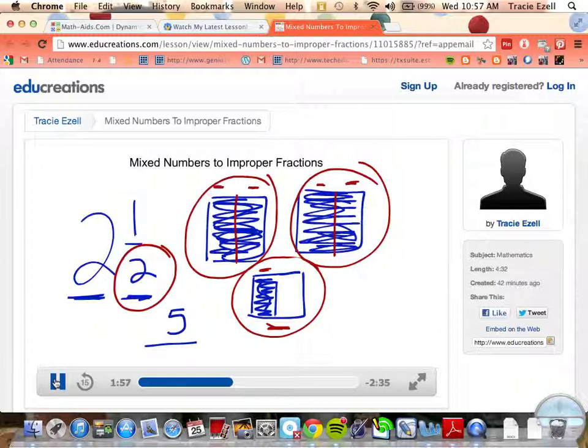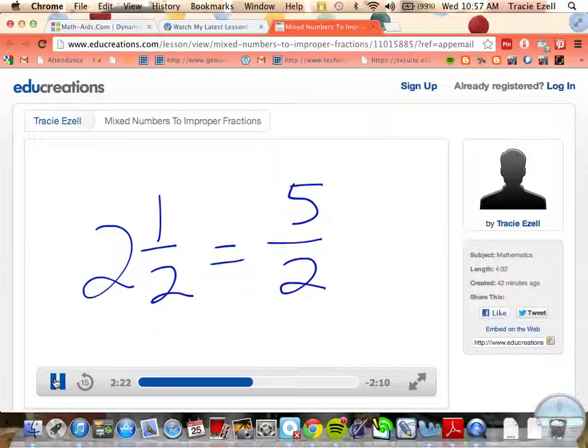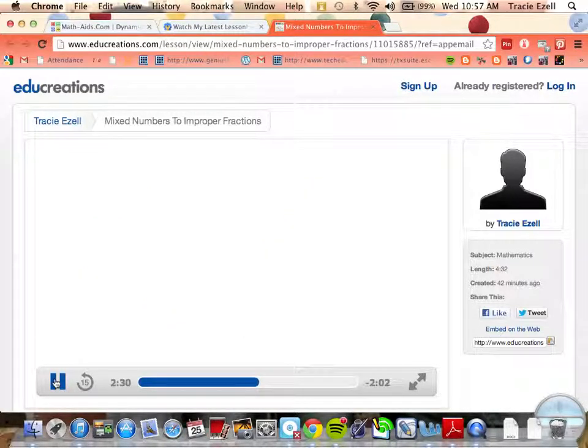So 5 is going to go on the top, and then I'm going to think back in my head now. Remember, the bottom number in a fraction tells me how many pieces each whole was cut into. And how many pieces was each whole cut into? 2 pieces. So if I go to a new page, 2 1/2 is equal to 5 over 2, because if I broke each whole into 2 pieces, I would need 5 total. So that's going to carry on into more than one piece.